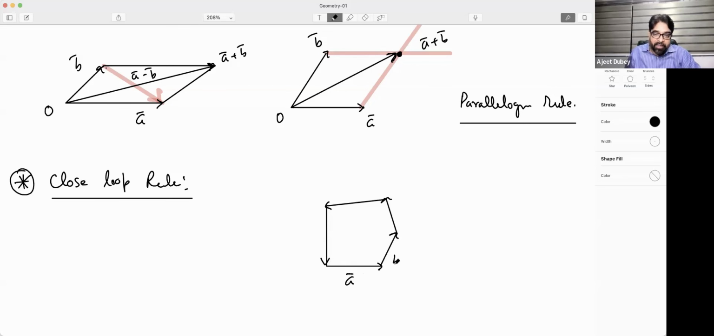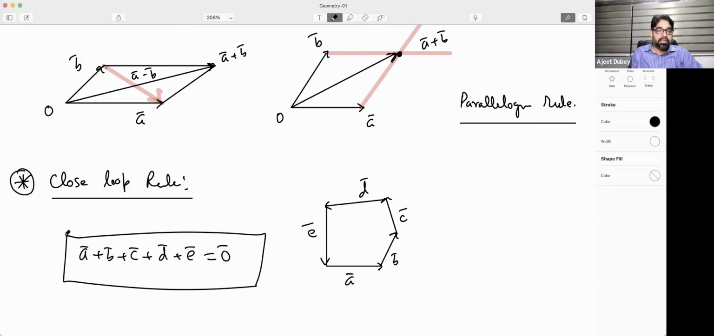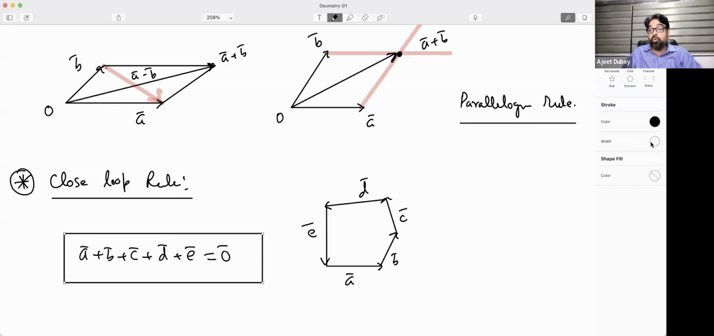Suppose there is the A vector, the B vector, the C vector, the D vector, the E vector. The closed loop rule says that A vector plus B vector plus C vector plus D vector plus E vector will be equal to 0. The sum of vectors in a closed loop taken in cyclic order is always equal to 0. Very, very important.